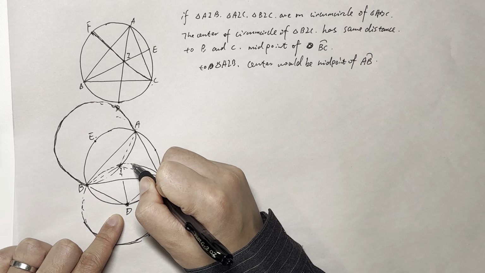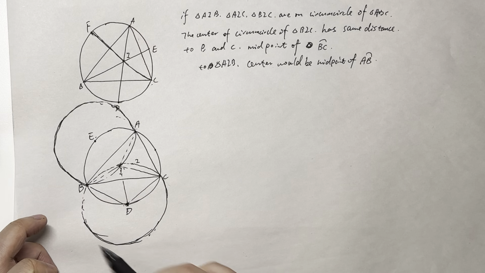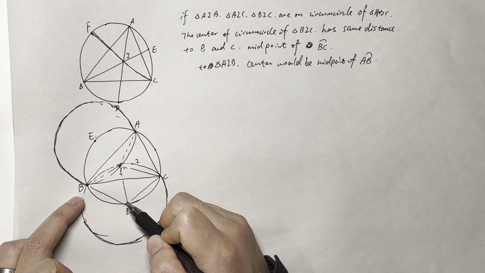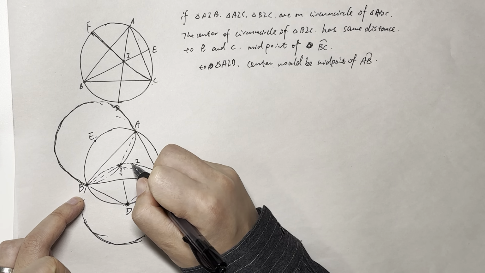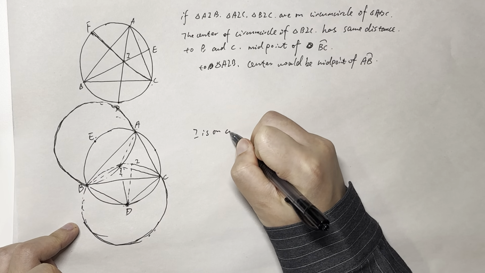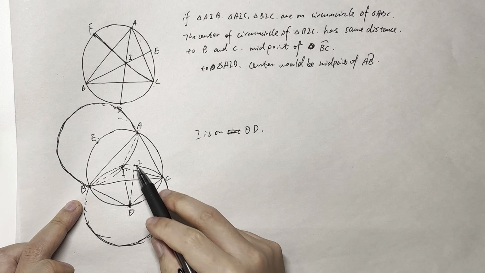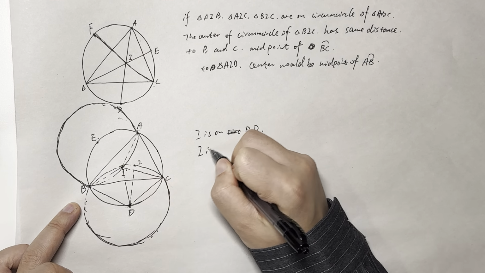We already know that the point I is also on this circle, right? Because DB equals DC equals DI as well. So I is on circle D. And similarly, I is also on circle E.